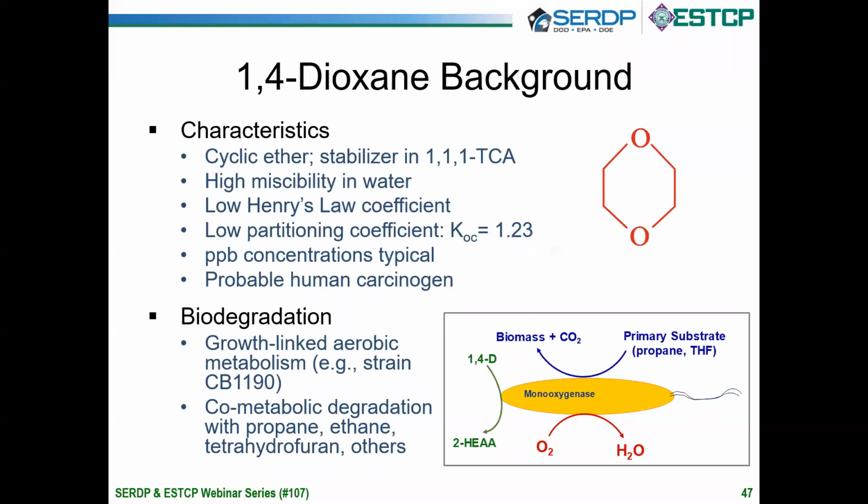So 1,4-D, I'm sure many of you have heard of 1,4-dioxane. It was a stabilizer in TCA, but I should say it's also found at a lot of TCE sites around the country where there was no evidence of TCA use. It's very miscible. It's not particularly volatile. It doesn't partition to carbon, so it's one of these things you don't sorb. It forms very large plumes that are occurring at chlorinated solvent sites, and it's becoming of increasing concern.